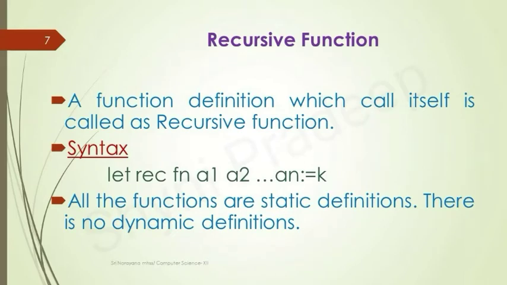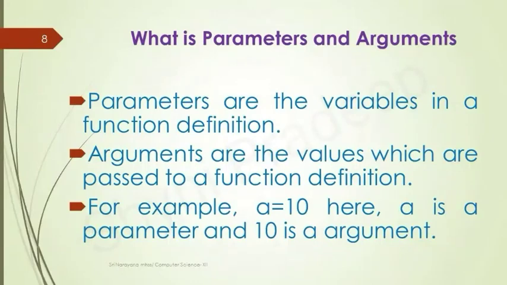Okay. Next, let us see about parameters and arguments. First, let us see one example. a = 10. In this example, a is the variable. This variable is used to store the values and 10 is the value. a is a variable and 10 is a value. This variable is also called a parameter and the value is also called an argument.